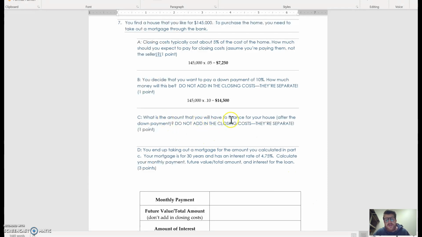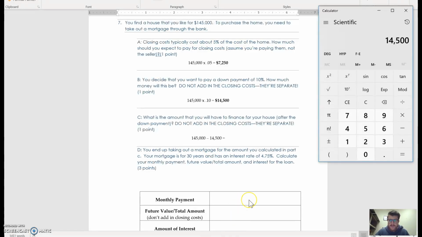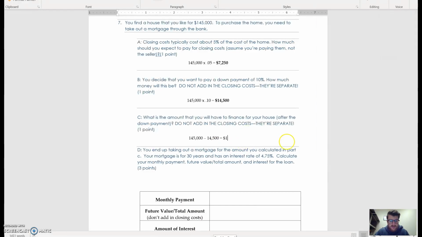So C, what is the amount that you'll have to finance for your house after the down payment? This has nothing to do with closing costs. Well, your house is $145K, and you're putting down $14,500. So what is left for your loan amount? Well, you subtract because you want to know what's left. Subtract it out. So you get 130,500.